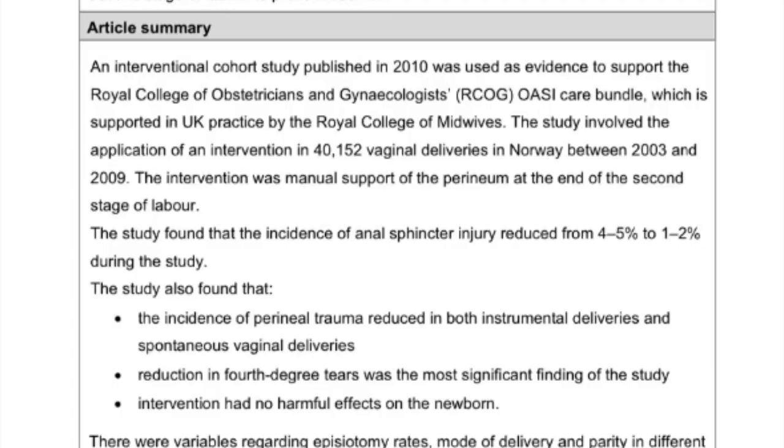So you just go through the article and then you pick points that are relevant to what Hannah is raising concerns about. So this cohort study is on here, and they've said the study involved the application of an intervention in 40,152 vaginal deliveries in Norway between 2003 and 2009. The intervention was manual support of the perineum at the end of the second stage of labor, which is exactly what the woman is asking for.